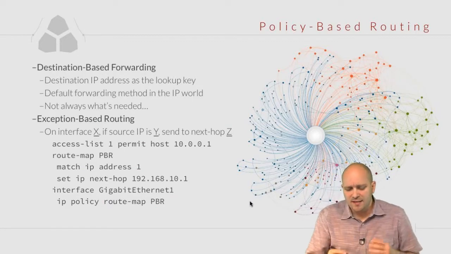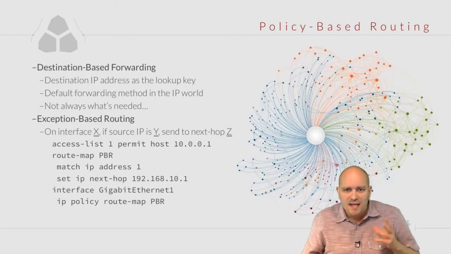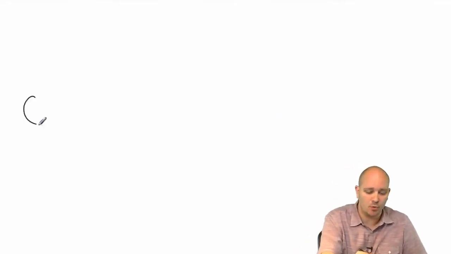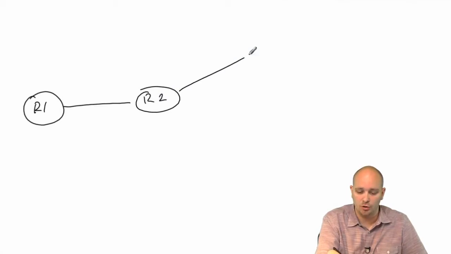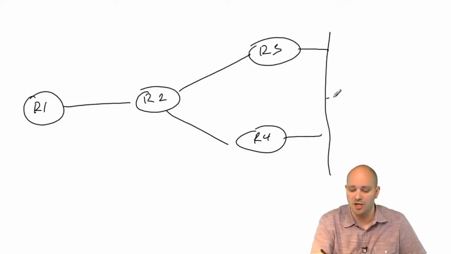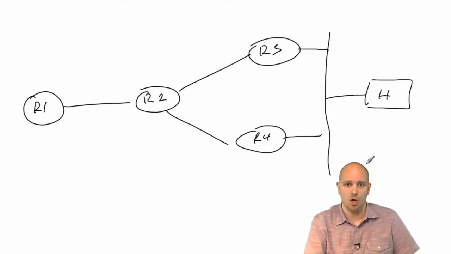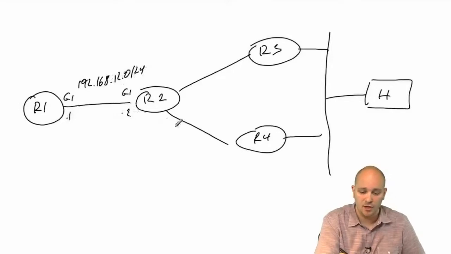Now, I understand that this may not be easy and straightforward to understand, so let's take a look at this in a real example. To do that, I'm going to build a test network, and this is not going to be a small network, it's going to be a little bit involved. So I'm going to have R1, which is going to be connected to R2, and R2 will be connected to routers R3 and R4. Behind R3 and R4, I'm going to have a shared network to which I'm going to have some host connected. Now, this is going to be interface gigabit 1, and the IP address in here will be 192.168.12.0/24. This will be .1, and this will be .2 here.